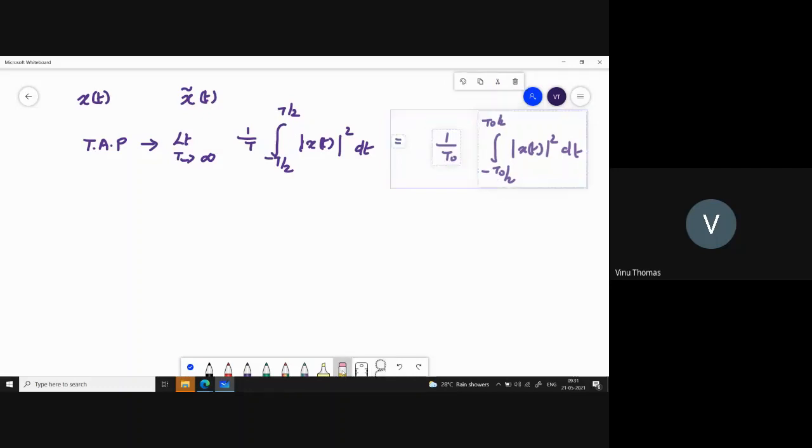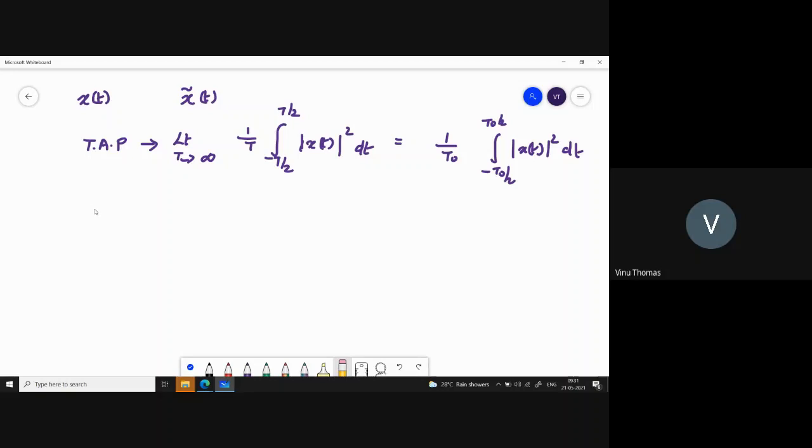I will just rub the first section out. So for any periodic signal x of t, you can write total average power as 1 by T0 integral from minus T0 by 2 to plus T0 by 2 of modulus of x of t whole square. So now the proof for this is very easily done.